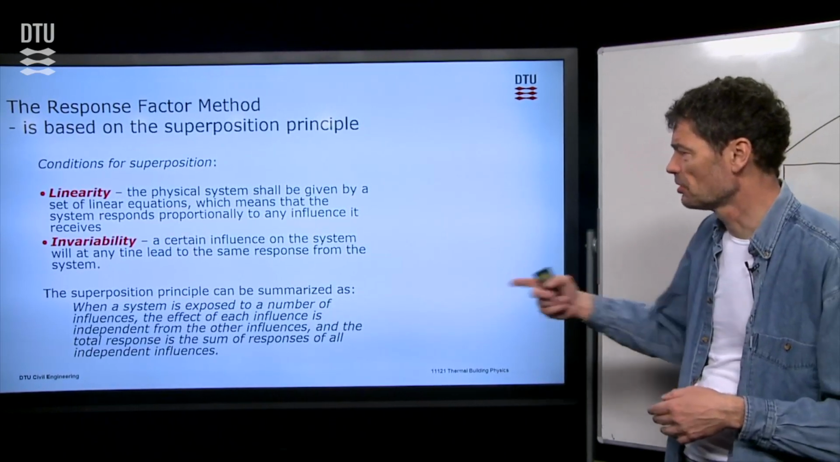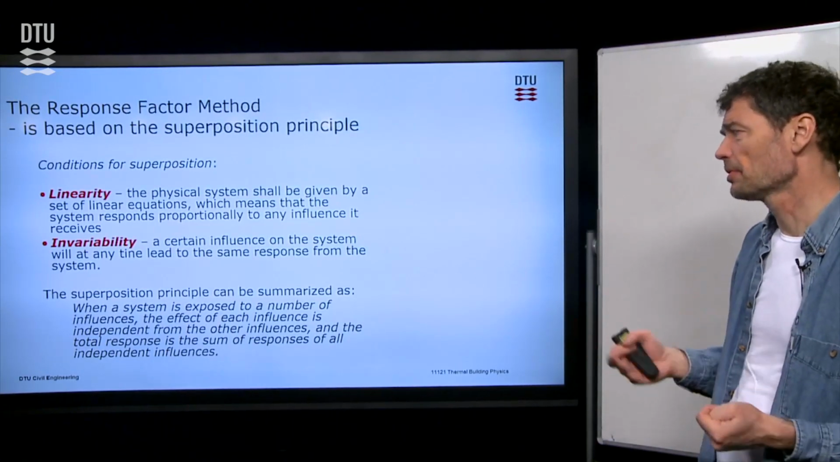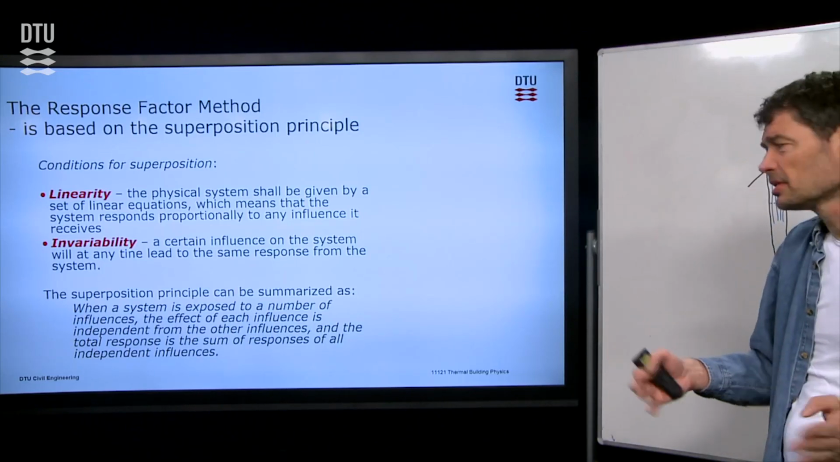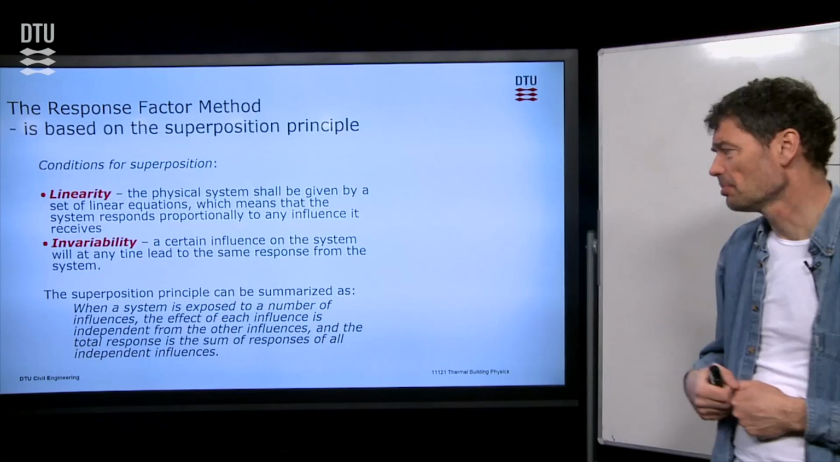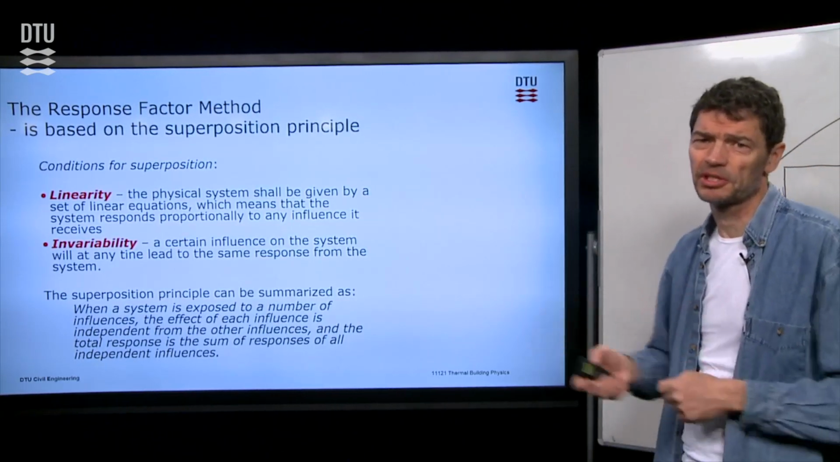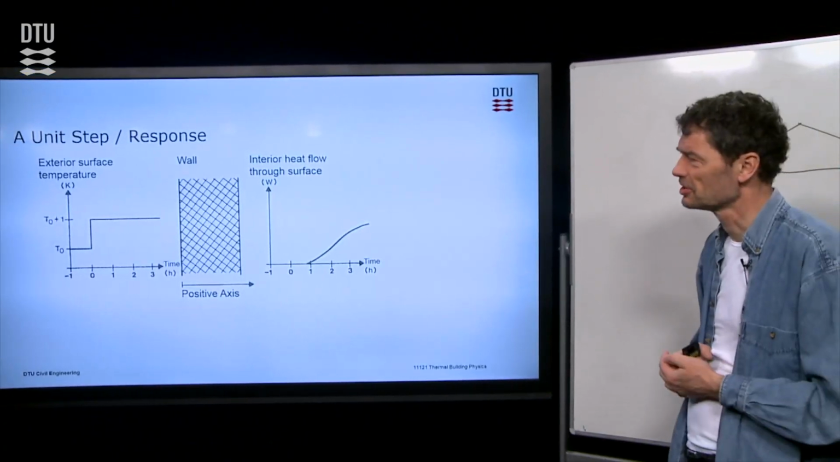So for superposition altogether, we can summarize this. I'll read it out: when a system is exposed to a number of influences, the effect of each influence is independent from the other influences, and the total response is the sum of the responses of all those independent influences. We'll now show this in a more mathematical, illustrated way.